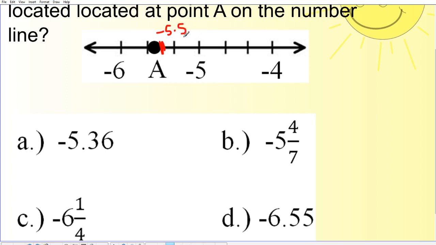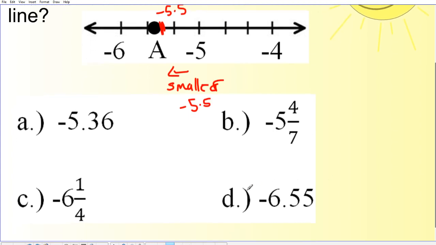So I know that point A is a number slightly bigger than, I lied, smaller, that way is smaller, slightly smaller than -5.5, just a little bit. So I'm looking for like a -5.6 or -5.7, something like that. Which means I can already eliminate a couple choices. I know it's not that, and I know it's not that. -6 and 1/4 would be out here.